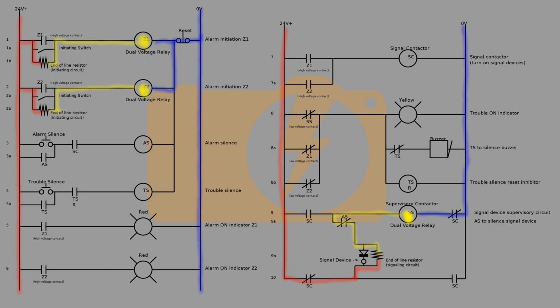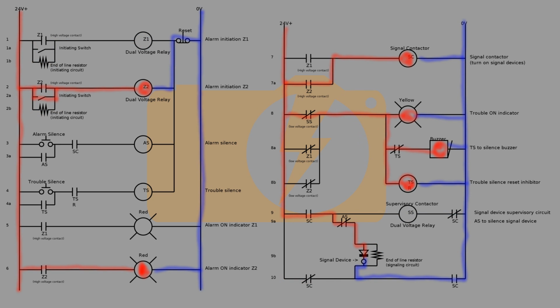When power is first applied to this new circuit, the low voltage coils of Z1, Z2, and SS are all active due to the end-of-line resistors. This prevents the trouble circuit from being activated. If you were to press the alarm silence or trouble silence push buttons at this point, there would be no reaction, as the contacts SC on rung 3 and TSR on rung 4 are open.